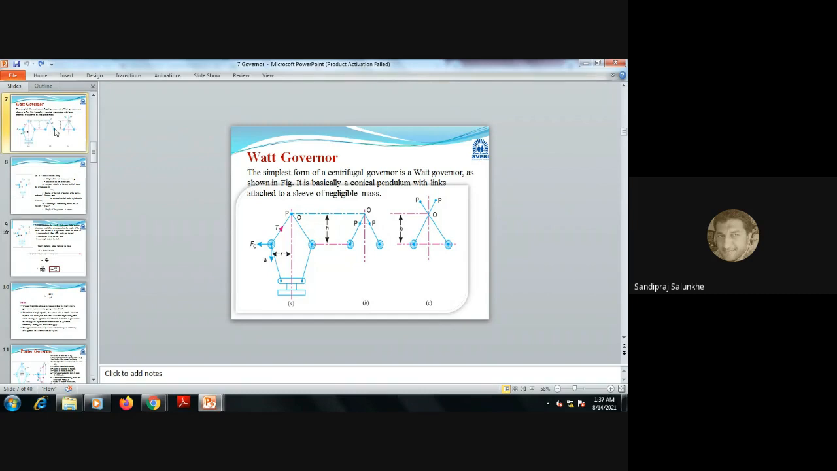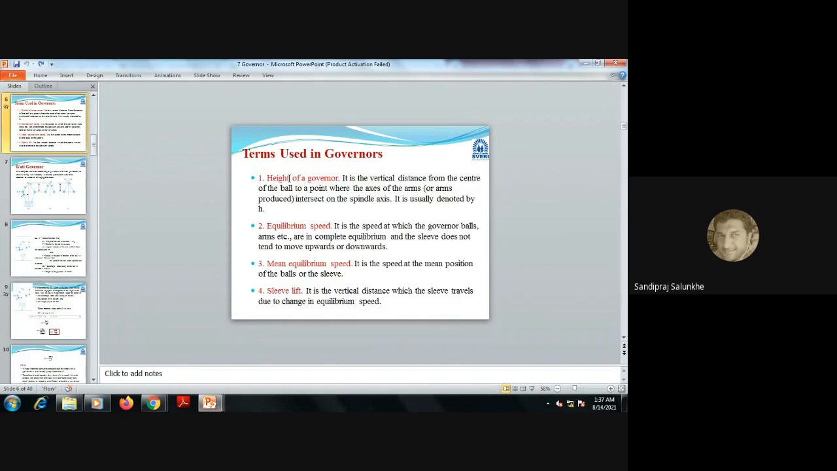Okay, that is called as height of governor, where two upper linkages are crossing with each other. That distance from the center of fly ball, the vertical distance, is called as height.